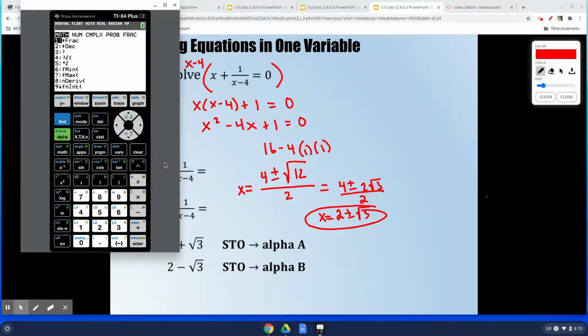And then I will store that as alpha B. And there we go. So now they're stored. So I could go back into this, and I can even plug it in right here. I could do alpha A plus 1 over, what would this be? Alpha A minus 4.